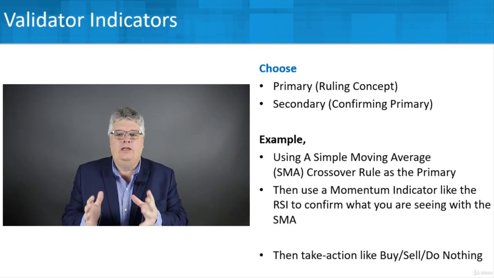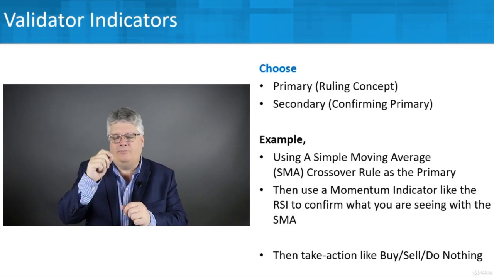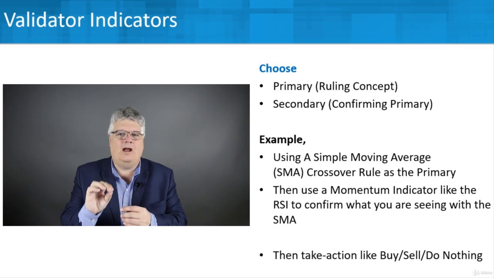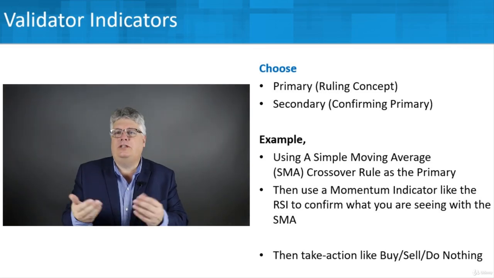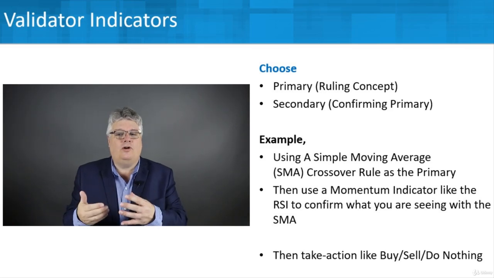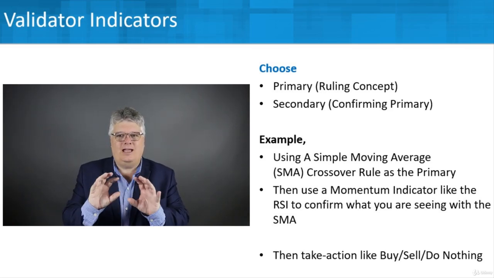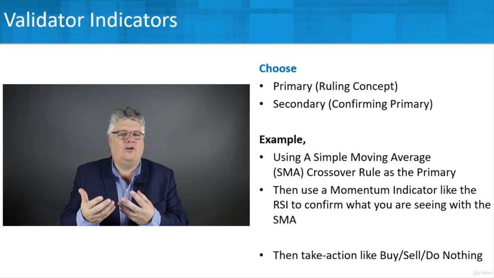So for example, you might use a simple moving average crossover rule as the primary. Real easy, right? You see the price curve above the line, below the line, as we learned in that indicator. So you're using that as your primary, and you're out there watching for those situations. And then you might use, for example, a momentum indicator like the RSI to confirm what you're seeing with that simple moving average. So your RSI is saying, yes, this is a buy or a sell opportunity, confirming what you're seeing with the other one.